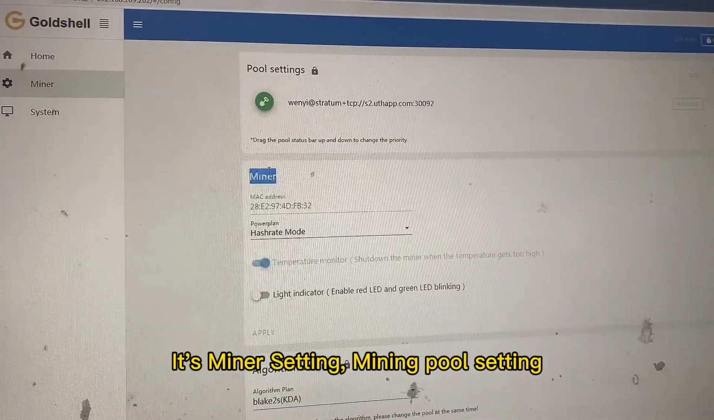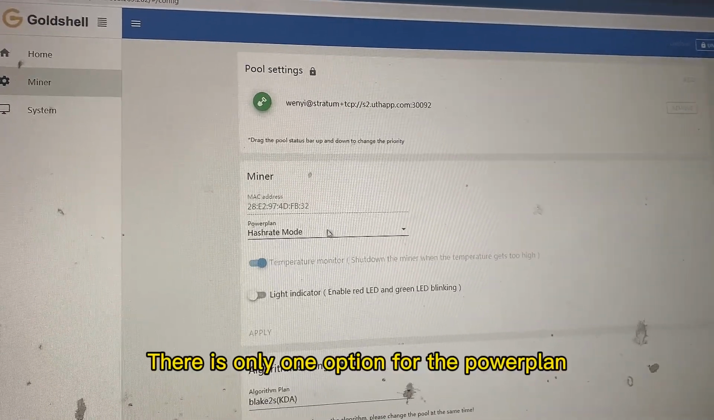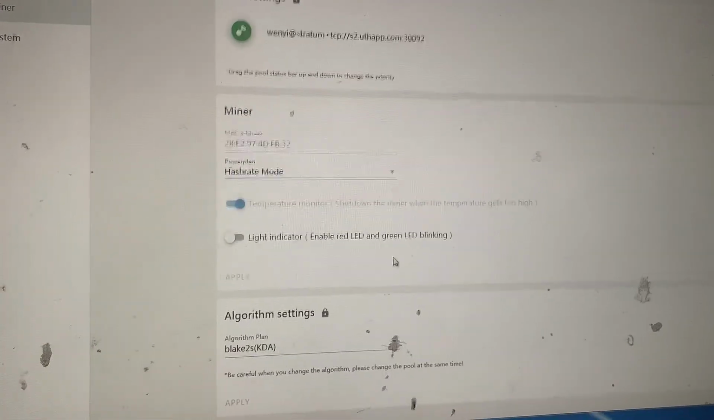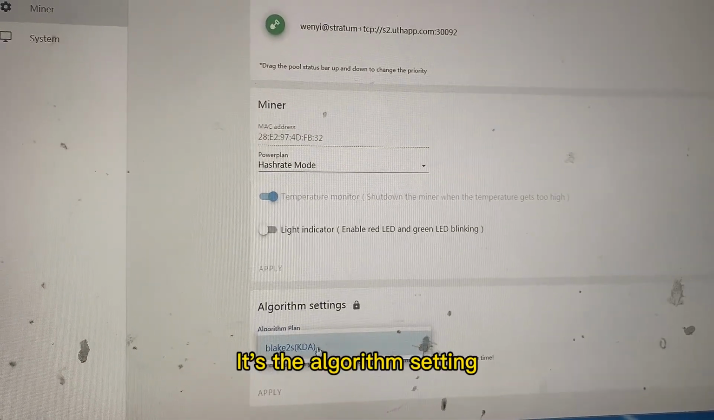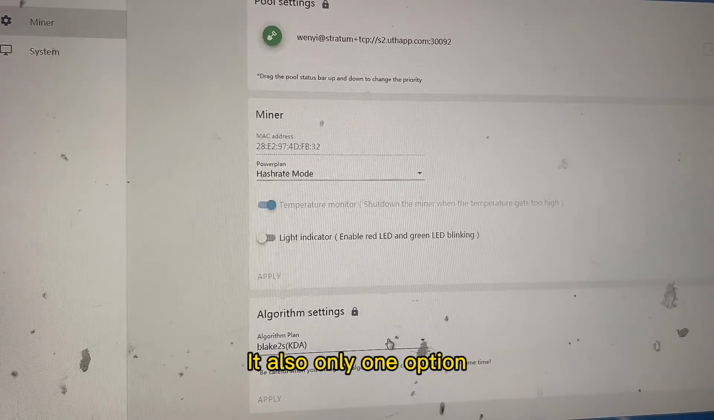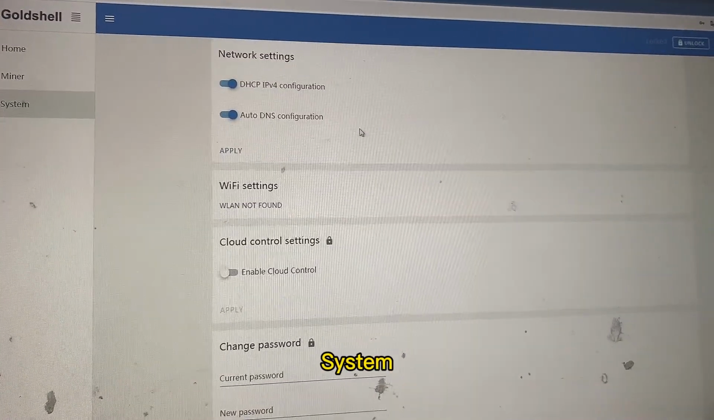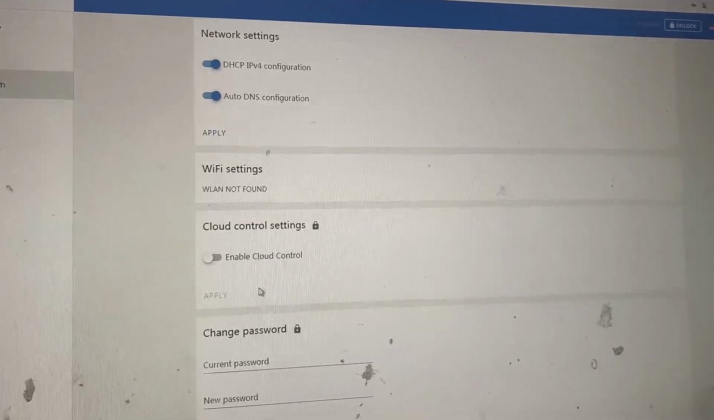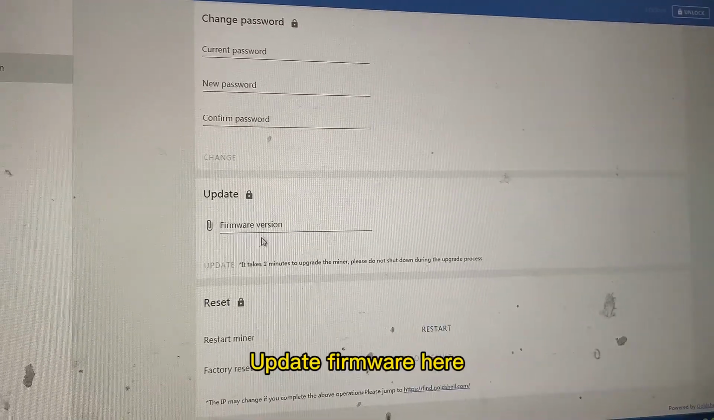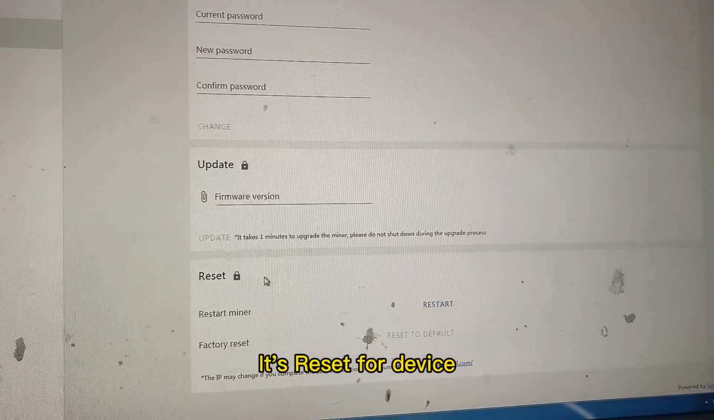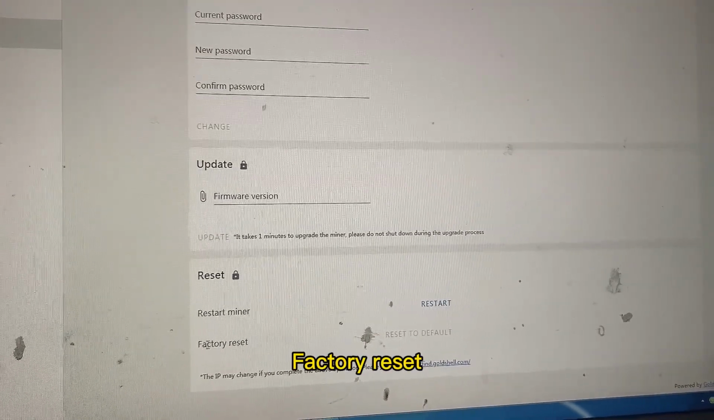Miner, power plant. You only need one option. The power plant. It's the algorithm. It's also only one option. System. Update firmware, and then reset the device. Here, restart. Factory reset.